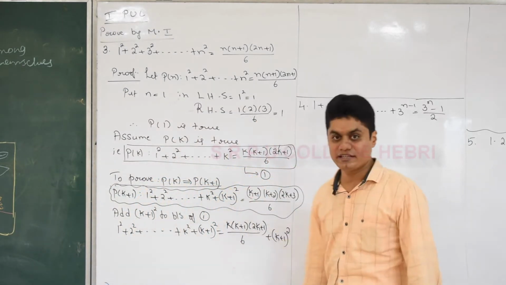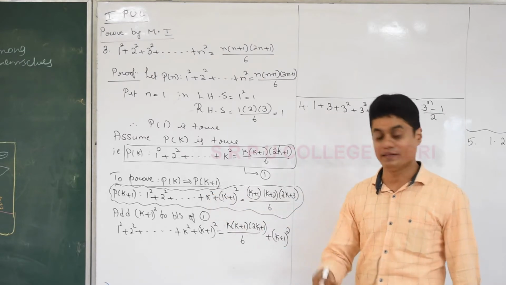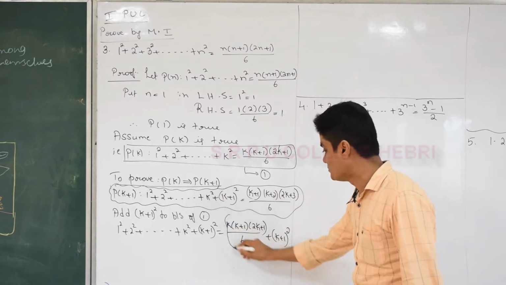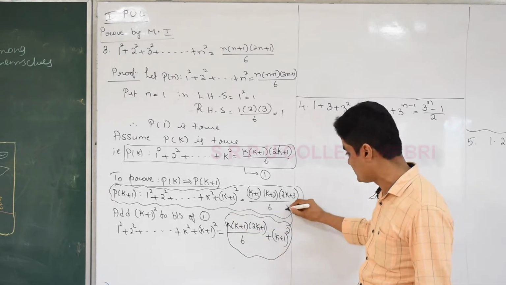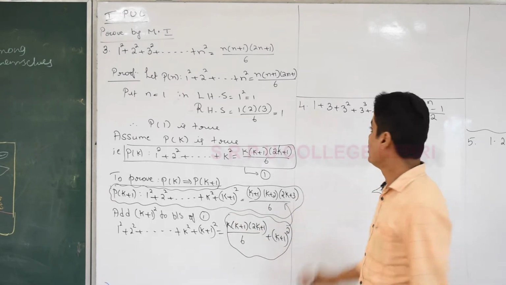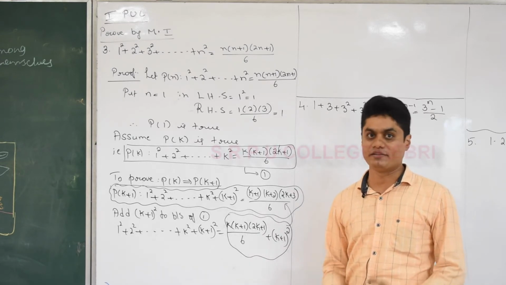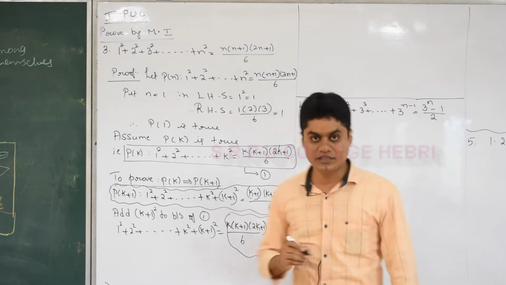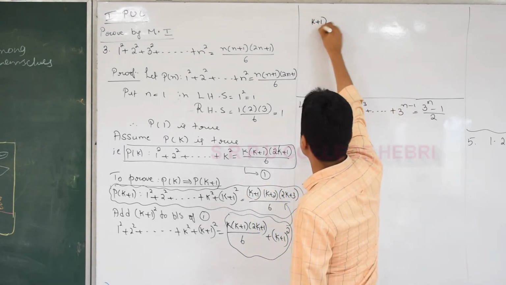The left hand side of the problem is already there; compare, it is nothing but the required left hand side. So you only have to simplify this expression to match the above expression. Simplification means taking the common term outside, taking LCM and rearranging. Which is the common term here? K plus 1 is common, right? Take k plus 1 outside.